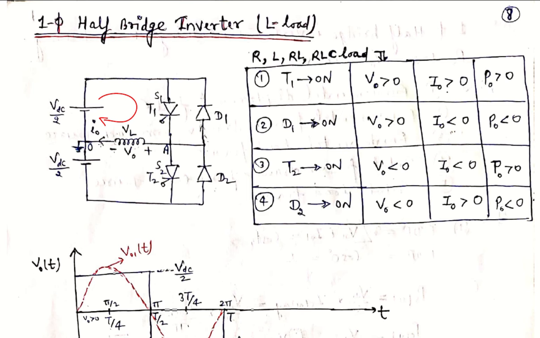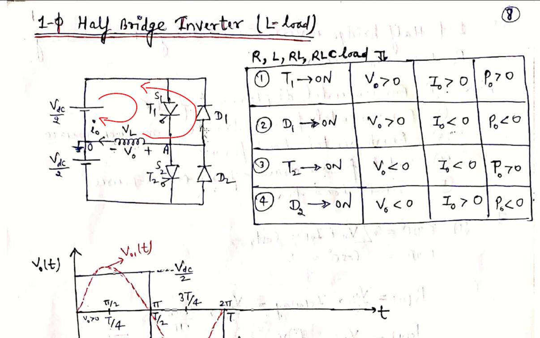So I naught is positive, and at the same time V naught is positive because V naught equals plus VDC by 2. So if you multiply voltage and current, then power is also positive. So the thyristor is on and power is positive. Next, the inductor has a property because it stores charge, so it will release the energy through the path D1 like this. This is how the inductor releases the energy through the diode D1.